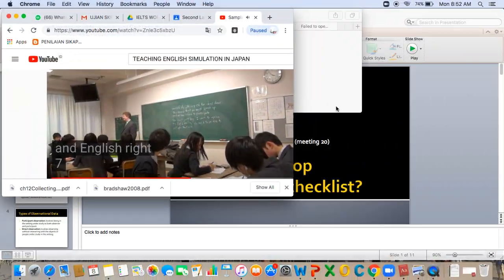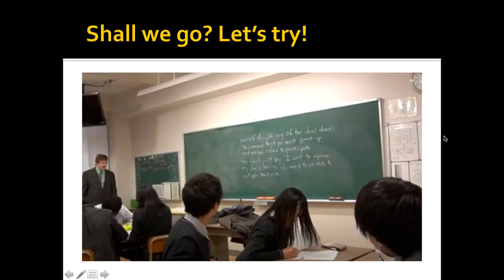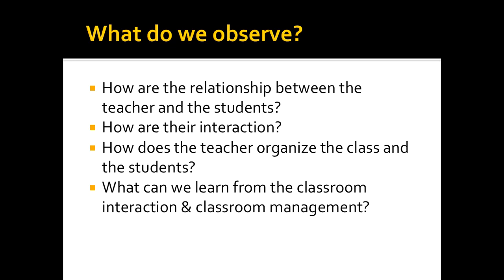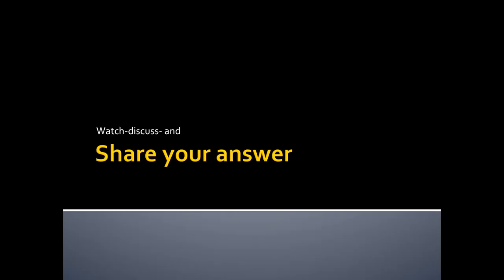So that's a sample of how observational study goes. You try to record what happened in the class and then transcribe it, and then you put your data in the table just like what we did previously. So in short, how is the relationship? How is their interaction? How does the teacher organize the class and the students? What can we learn from the classroom interaction and the classroom management? So watch, discuss, and share your answer. Good luck!